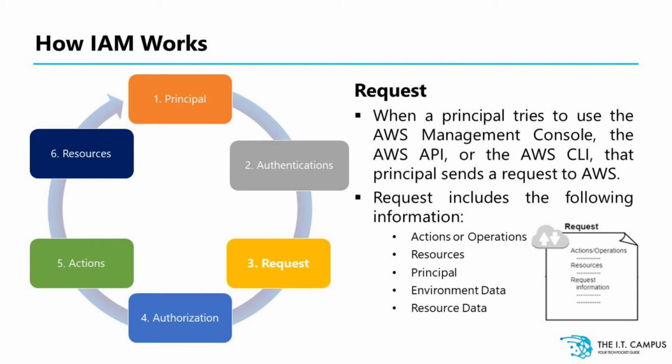Principal. The person or application that used an entity to send the request. Information about the principal includes the policies that are associated with the entity that the principal used to sign in. Environmental data. Information about the IP address, user agent, SSL enabled status, or the time of day. Resource data. Data related to the resource that is being requested. This can include information such as the DynamoDB table name or a tag on an Amazon EC2 instance. AWS gathers the request information into a request context, which is used to evaluate and authorize the request.